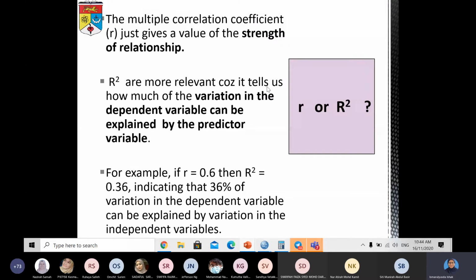Okay, so between R or R square. R just gives the value of the strength of the relationship, but R square is more relevant because it tells us how much variation in the dependent variable can be explained by the predictor variables. Okay, this is the repetition: the variation in the dependent variable can be explained by the variations in the independent variables.